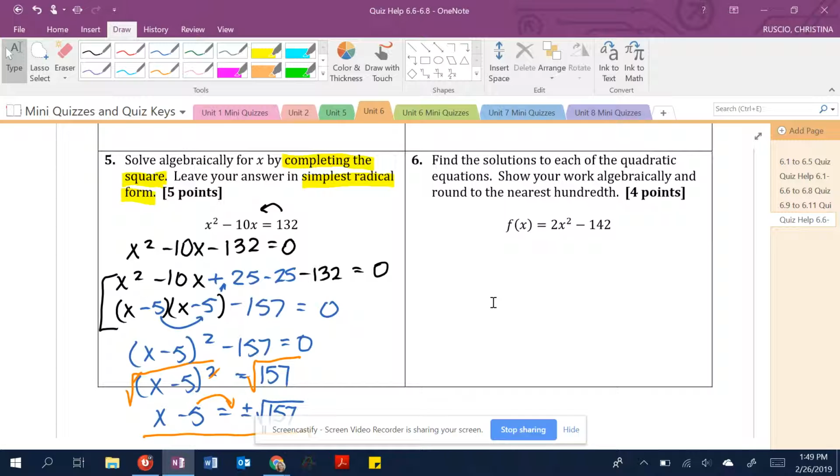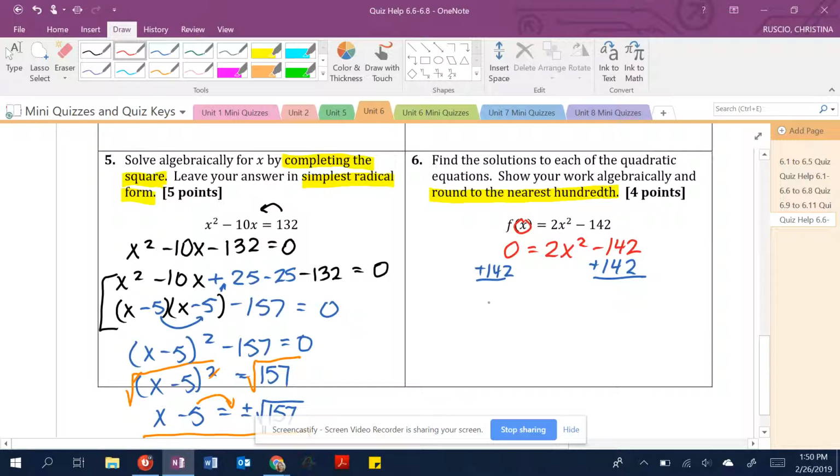All right, number 6, find the solutions to each of the quadratic equations, show your work algebraically, and round to the nearest hundredth. Okay, again, rounding to the nearest hundredth means that factoring is probably not an option for us. I'm not even going to go there. Set it equal to 0 and do that thing. So 2x squared minus 142. Oh, this is nice. This is like an inverse operations question, which is great news for us because there's no b term, no middle x term.